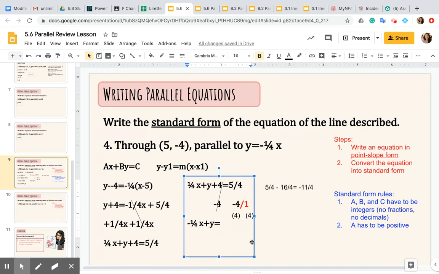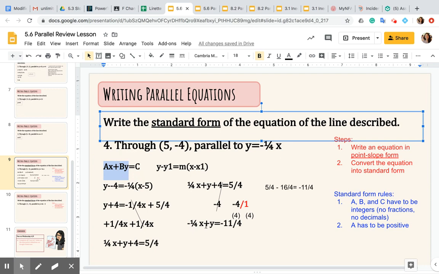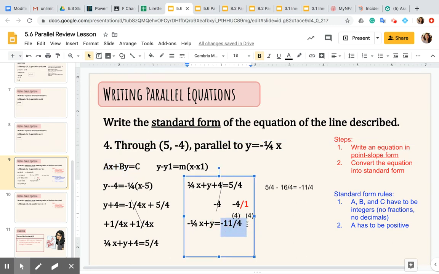Okay, so that means I have negative 11 fourths. And it looks like all of the terms are in the correct place now. I've got the x and the y on the left. That's what I want. And I've got my constant on the right. Question is, is this done? Is this in standard form?